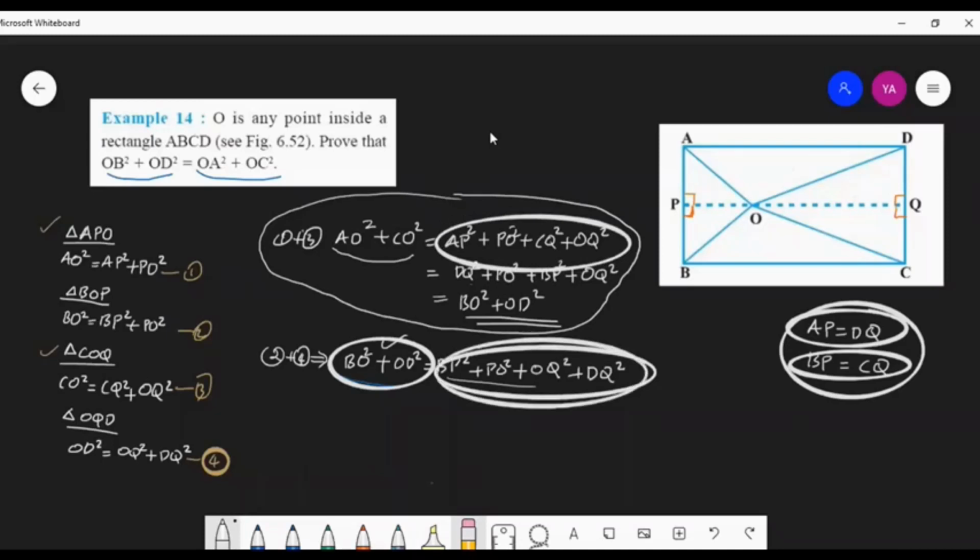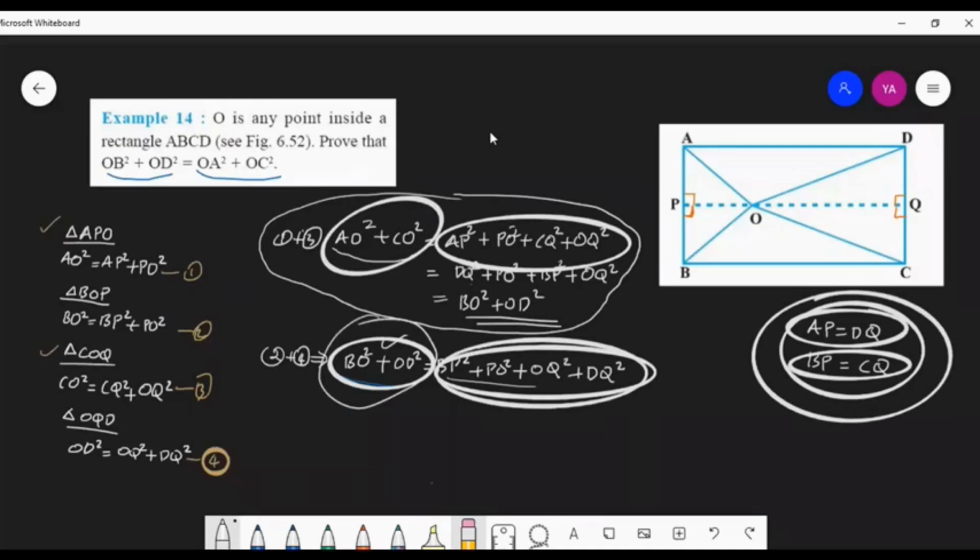After applying these two relations, AP is equal to DQ and BP is equal to CQ, we reached that these two are the same. That's the given statement. Okay.